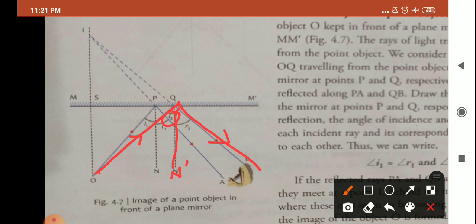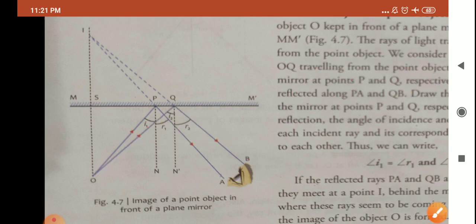So what will be the angle of reflection? Since the angle of incidence is I2, the angle of reflection will be R2. So which law are they going to follow? Laws of reflection. Therefore we can say that angle I2 will be equal to angle R2. So I hope this is clear to you, children.